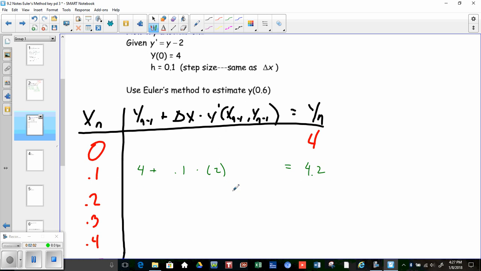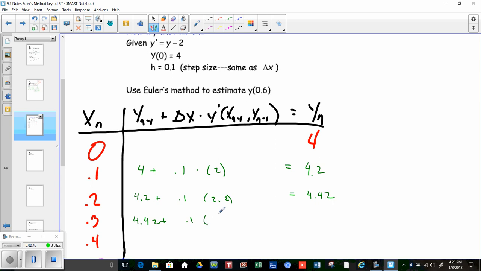Okay, next step. Bring down the previous y that we just found, plus, it'll always be the same delta x. Now I have to plug in the previous x and y, which would have been 0.1 and 4.2. Plugging 4.2 into this y value here is going to give us 2.2. And that's going to be 0.22 when you multiply it by 0.1. And 4.2 plus 0.22 is 4.42. Yeah, that's right.